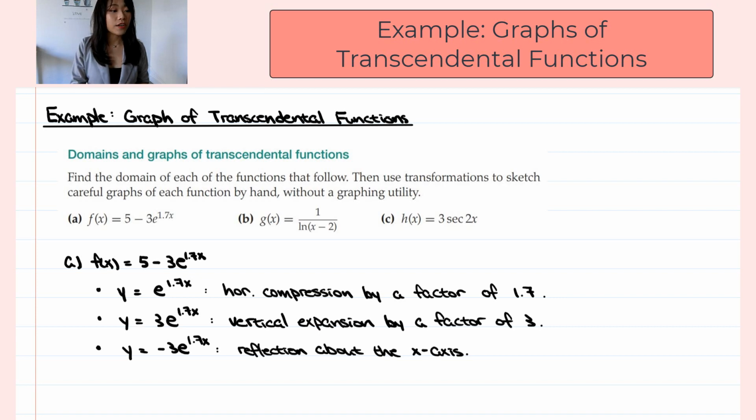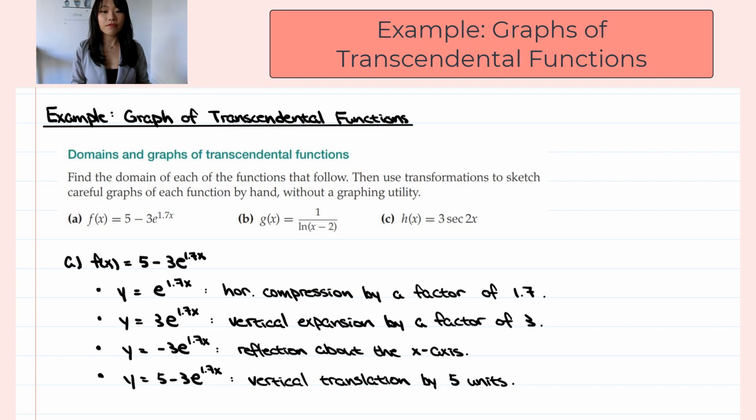And lastly, there is another constant 5 that is added to this function. So if y equals 5 minus 3 times e to the power of 1.7 times x, I'm adding a constant outside of the function, which means I have a vertical translation. And I'm adding positive 5, which means it is a vertical translation upward by 5 units.